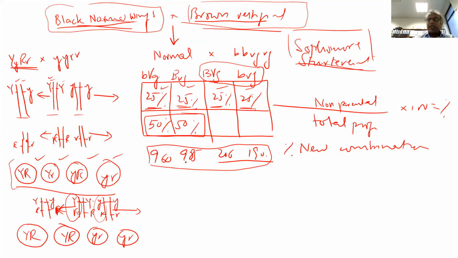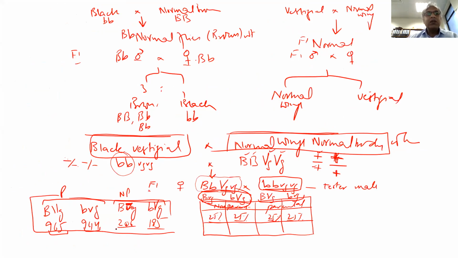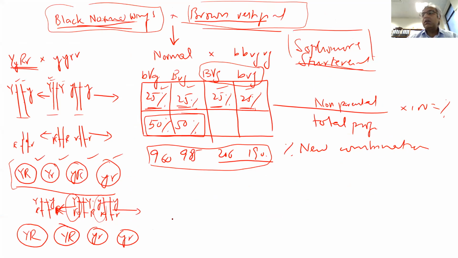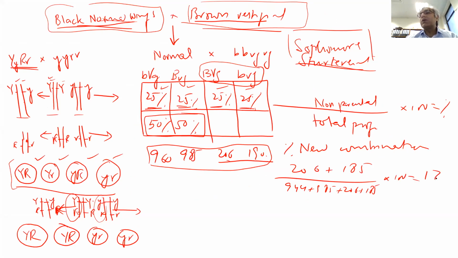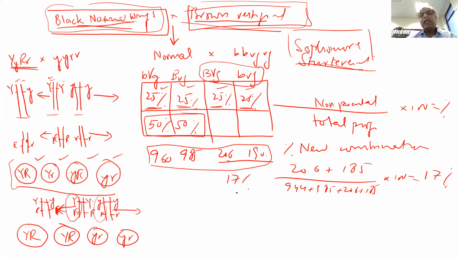So what he did, he said, okay, let's add up these numbers. 206 plus 185, then 944 plus 985 plus 206 plus 185, into 100, and the number he got was close to 17%. In both the cases, whether it was this cross or this cross, these new combinations were 17%. Instead, if they reside on the same chromosome, we should have received only parentals, 50-50, and 0 here.